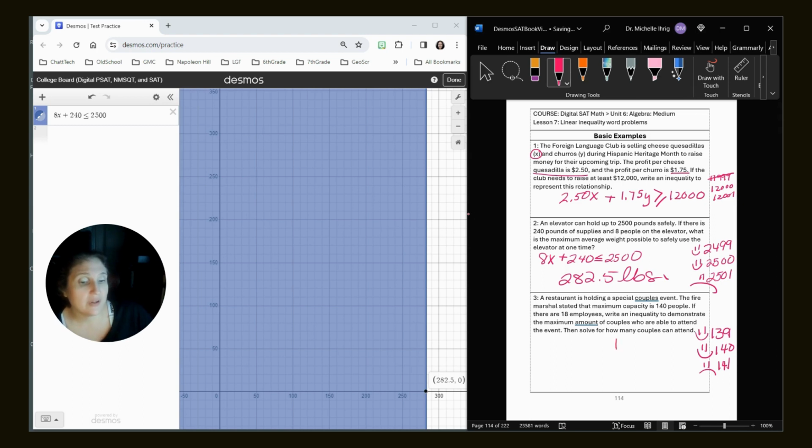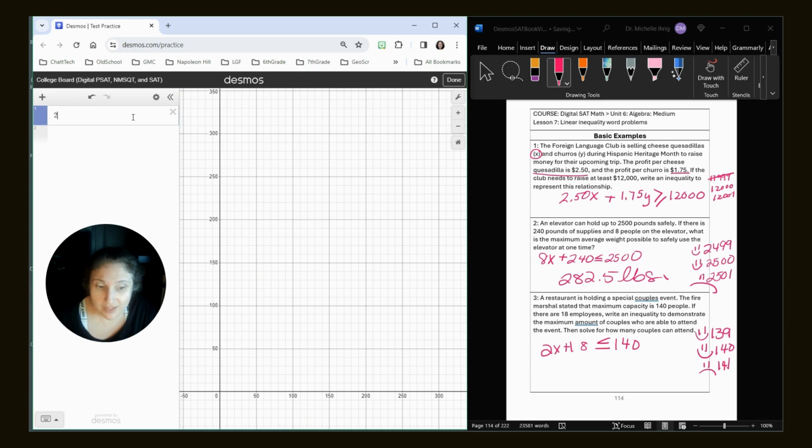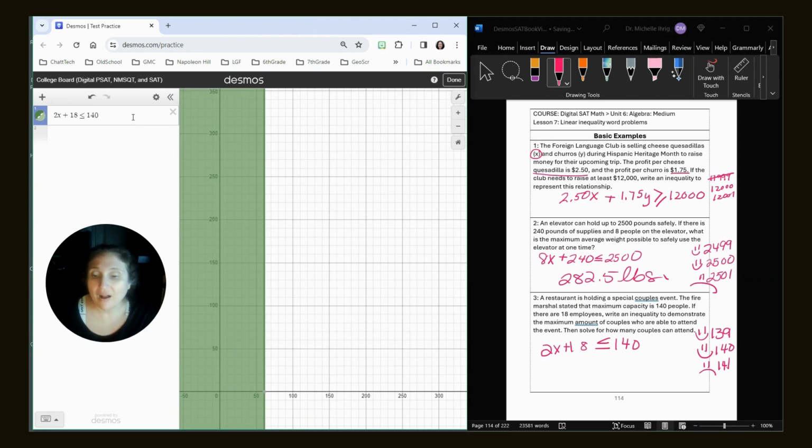So we know that 140 is our max. That is the highest it can be, but it can also be equal. We know there are 18 employees. And when we think of couples, we're going to put 2x because we assume couples are 2 people. So we have 2 times the number of couples, plus the 18, has to be less than or equal to 140. You can solve it yourself, or you can be like me and type it into the Desmos calculator. All I'm typing is the less than symbol and then the equal sign, and Desmos knows to put less than or equal to. All right, here we go. 61 couples can attend the event.